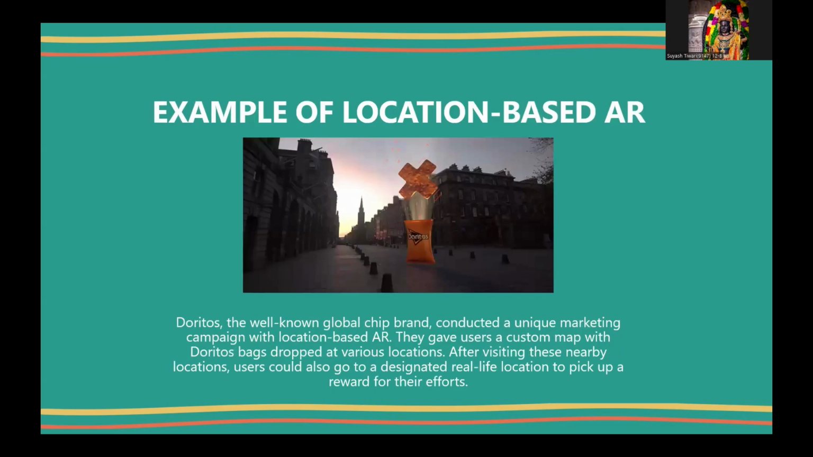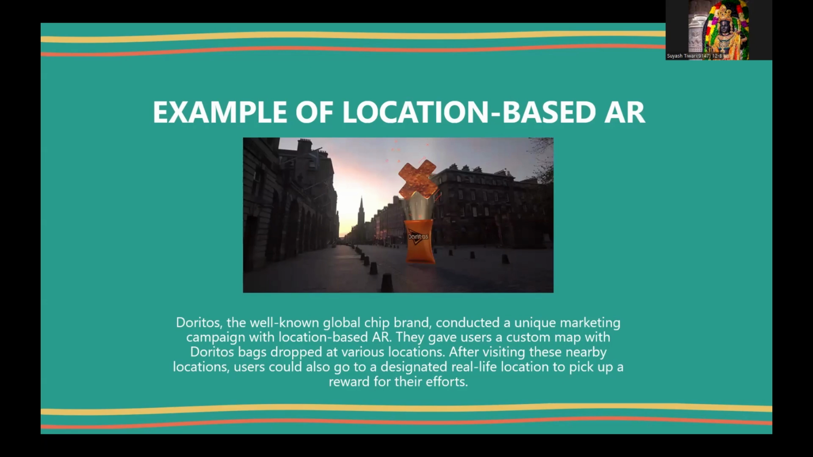Now the third and last one is location-based AR. This particular location-based AR was used by Doritos for a campaign. In location-based AR, maps of different cities are created, and the person has to go to that particular locality and search for items. This was even used in the Pokemon Go game, where several maps were stored in the backend data of the game, and the person has to go and find the Pokemons in the game.